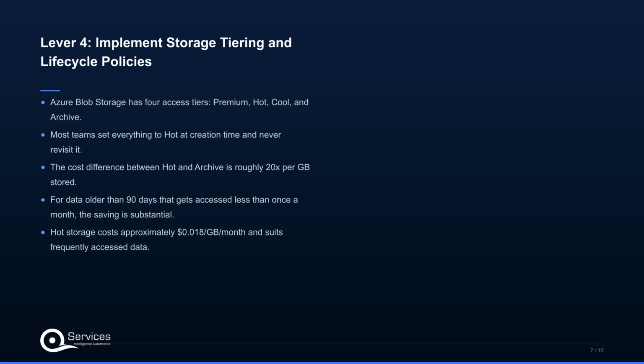Let's talk about lever 4, implement storage tiering and lifecycle policies. Azure Blob Storage has 4 access tiers: Premium, Hot, Cool, and Archive. Most teams set everything to Hot at creation time and never revisit it.